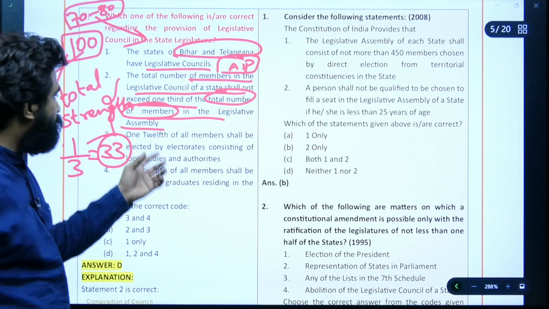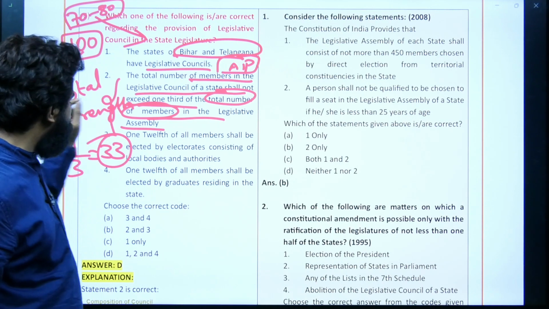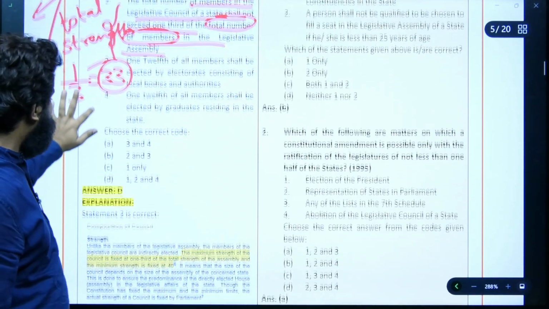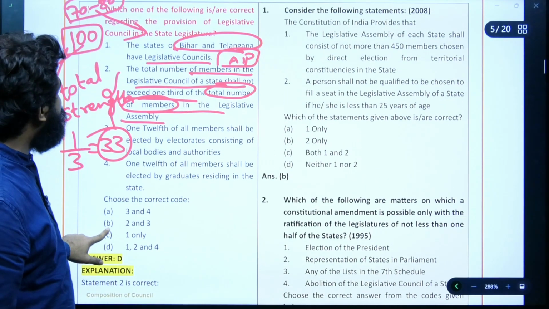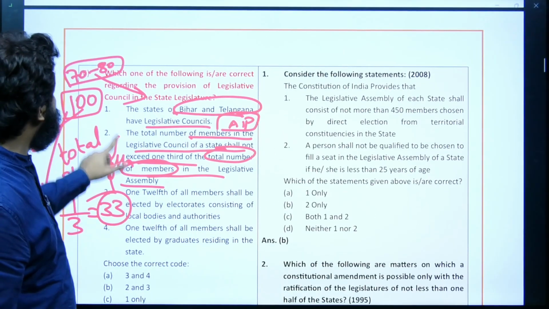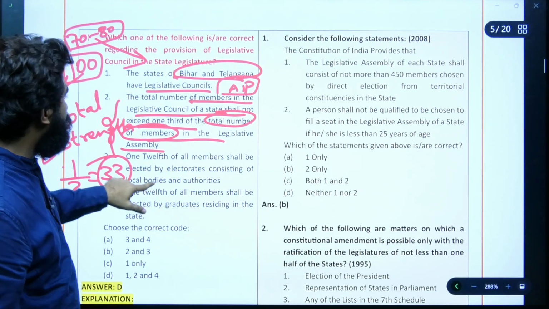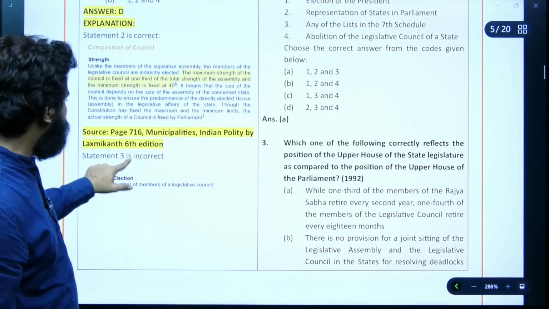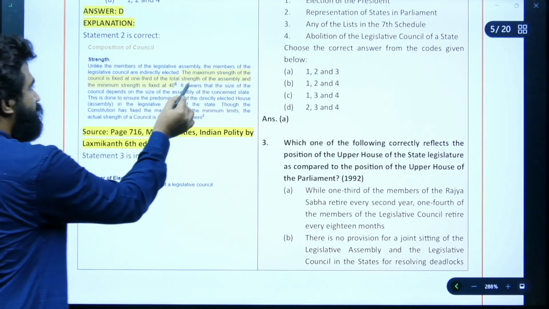So, this is very simple, but it is a very tricky question. You have to be very attentive while attempting this question. If you eliminate the second option, what is the question here? Which of the following is correct regarding the provisions of the legislative council in the state? Not the total number of members, but the total strength of the assembly. They have asked about the total strength of the assembly.